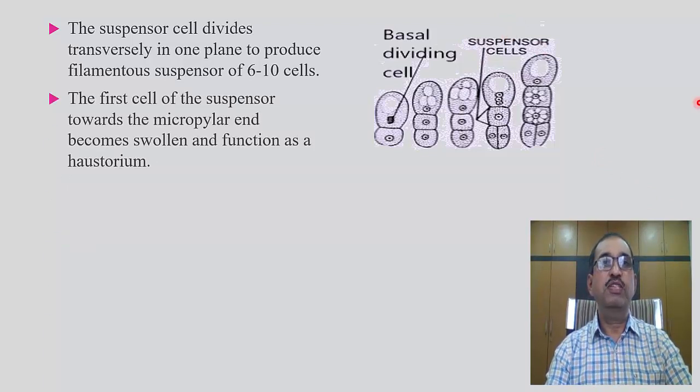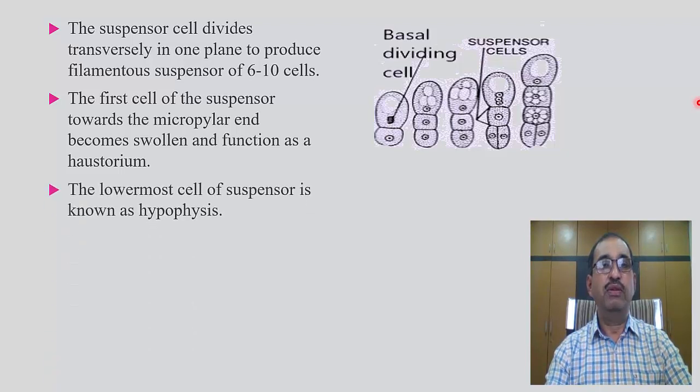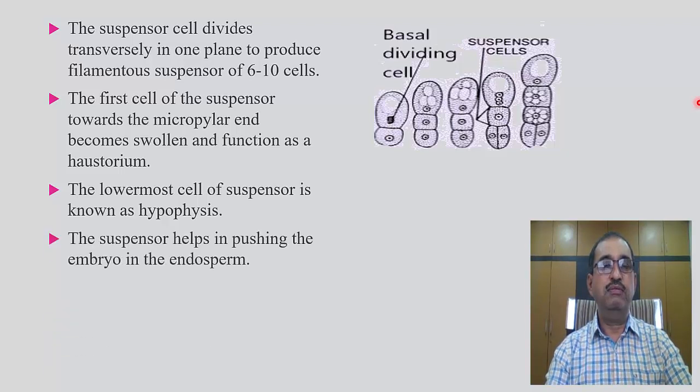The first cell of the suspensor toward the micropylar end becomes swollen and functions as a haustorium. The lowermost cell of the suspensor is known as hypophysis. The suspensor helps in pushing the embryo into the endosperm.